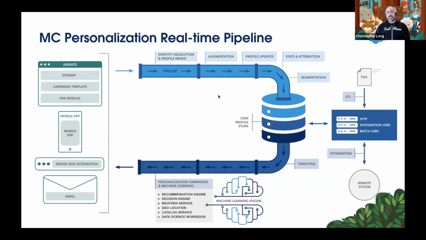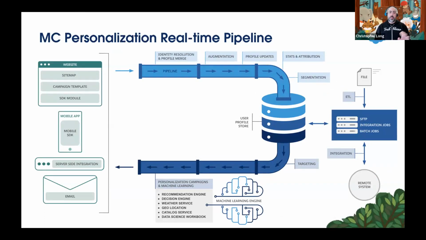This slide is the real-time pipeline. It's kind of the secret sauce. It's what happens to an interaction through the system. So I'm going to talk about it and we're going to walk through it. I'm going to start on the side where it shows the different channels. So the example here is a website.